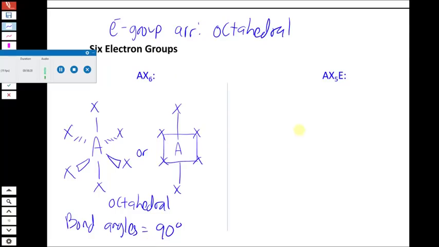So we draw the octahedral electron group arrangement. And again, it doesn't matter where the lone pair goes, but the easiest way to visualize the geometry is to put it at the bottom here, put X's everywhere else. And that gives us a square-based pyramid. All right?